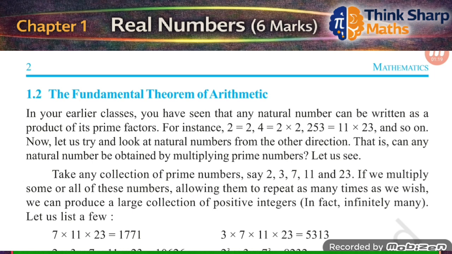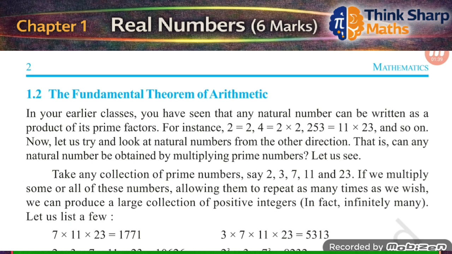What is the meaning of a prime number? It does not have more than 2 factors: one is itself and one is 1. That's it. So 253 can be written as 11 into 23, meaning 11 is also prime, 23 is also prime. Like this we can write any natural number as a product of prime numbers.